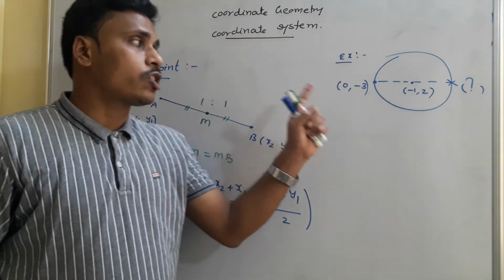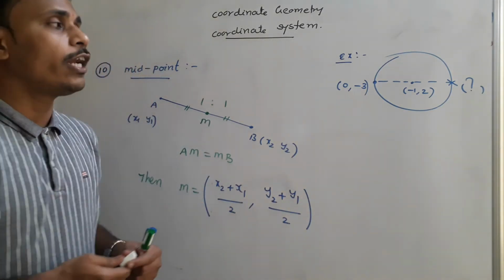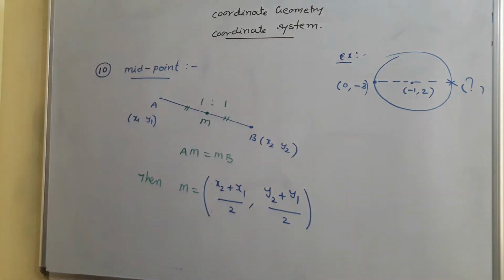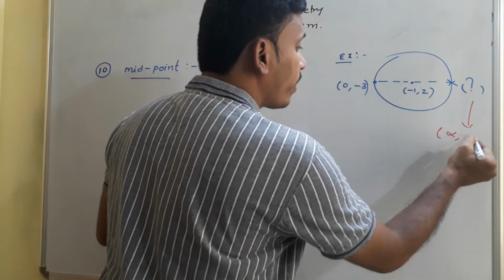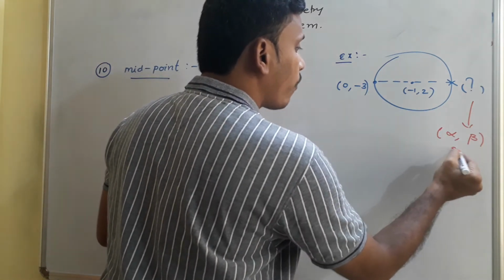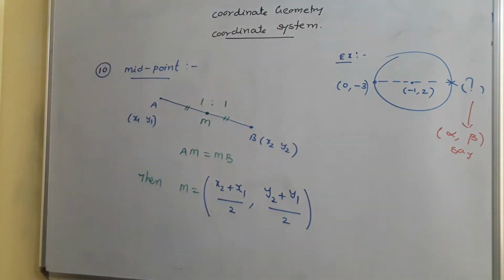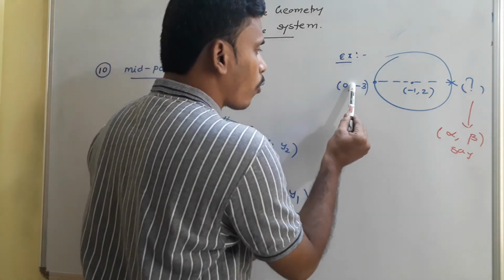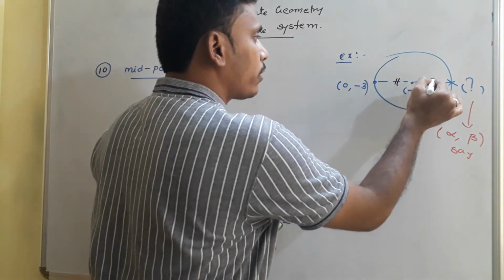One end of the diameter is (0, -3) and the midpoint, the center of the circle, is (-1, 2). We need to find the other end. Since we don't know this other end, just let the other end of the diameter of the circle be (alpha, beta). Now, for this (alpha, beta) and this point (0, -3), (-1, 2) is the midpoint.